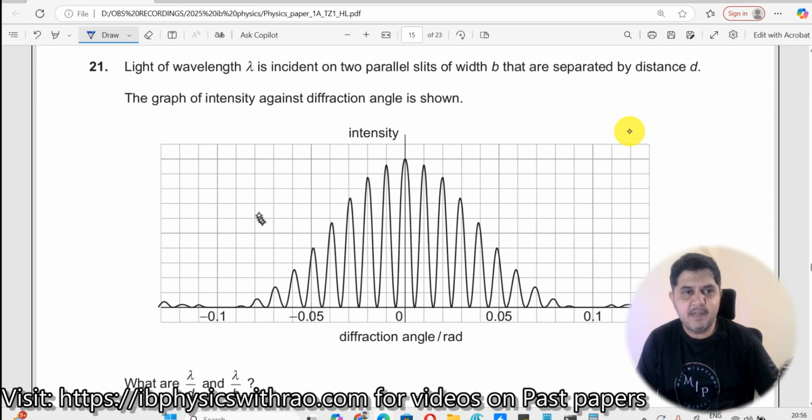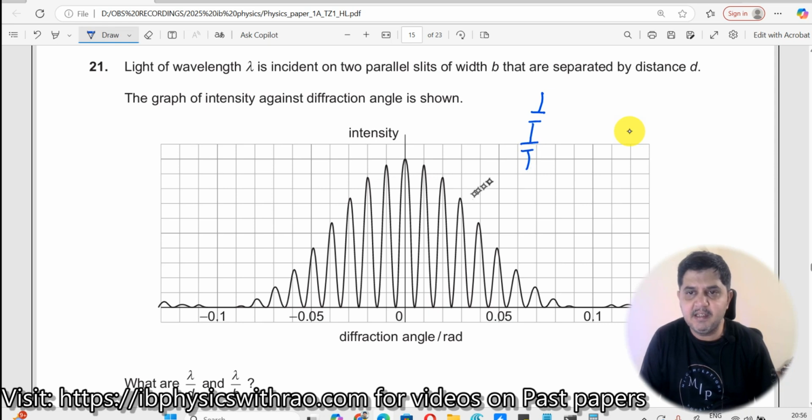Question number 21. Light of wavelength lambda is incident on two parallel slits of width b, separated by a distance d. Here is d and this is b. The graph of intensity against diffraction angle is shown, so it is being shown over here.